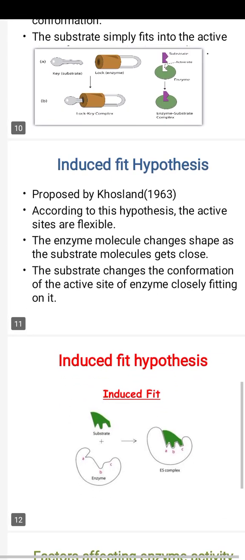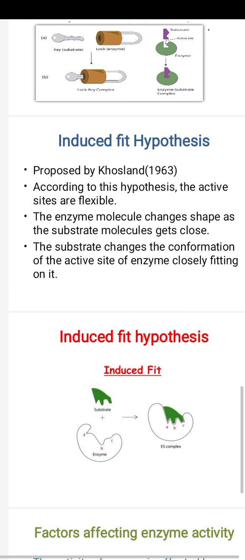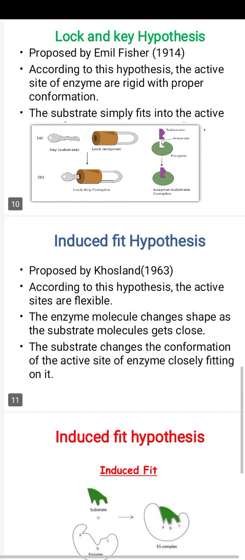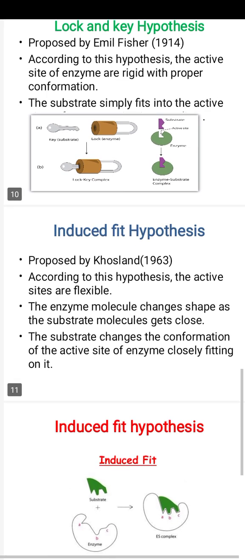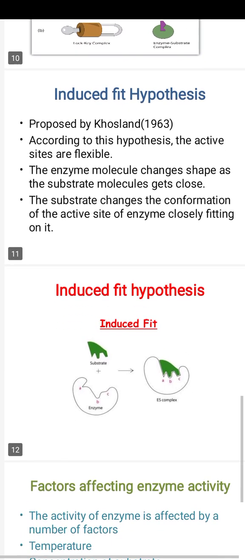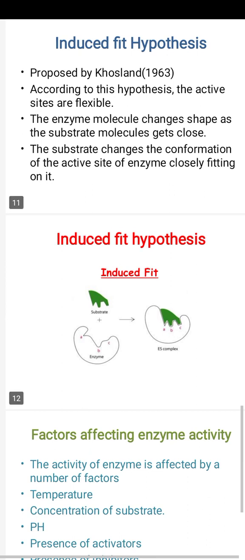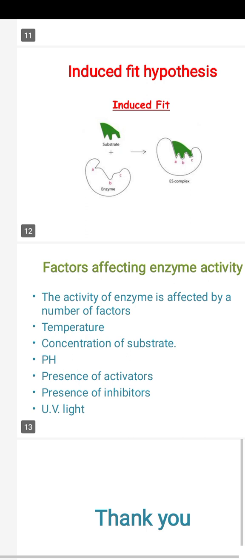Second is the induced fit hypothesis, proposed by Koshland in 1958. According to this hypothesis, the active sites are flexible. In the lock and key hypothesis, there is no flexible active site; the active site is rigid with a proper conformation. But in the induced fit hypothesis, the active site is flexible. The enzyme molecule changes shape as the substrate molecule gets close. Look at this picture. The substrate changes the conformation of the active site of the enzyme, closely fitting on it. Then both are flexible. This is the induced fit hypothesis.